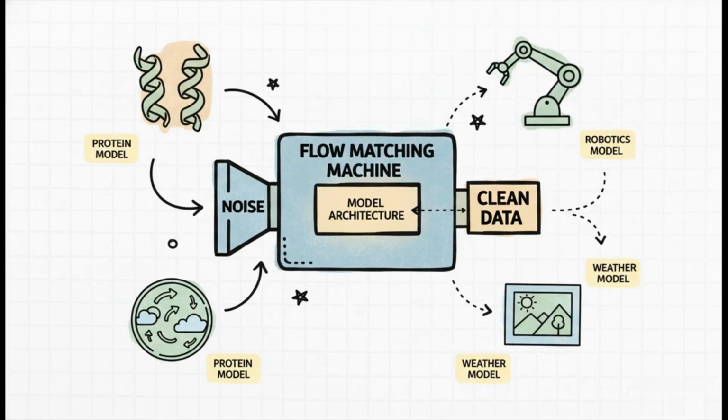And here's the most powerful part of all. This little piece of code is completely universal. It doesn't care if your data is an image, a protein structure, financial data, a robot's movements, whatever. The flow matching procedure stays exactly the same. You just swap out the underlying model for one that understands your type of data.